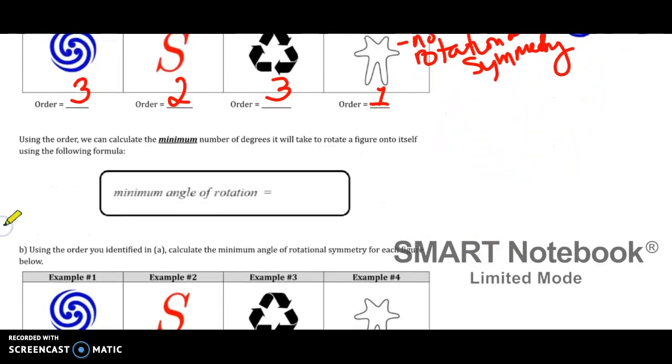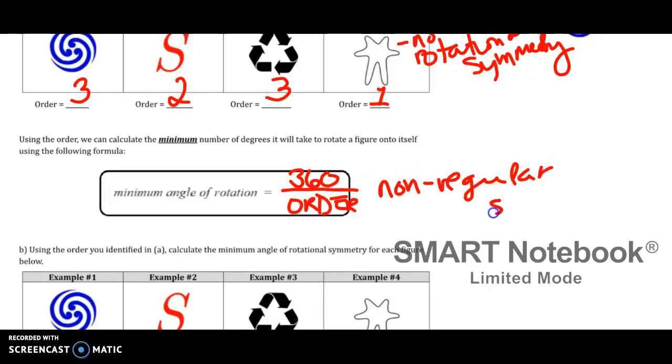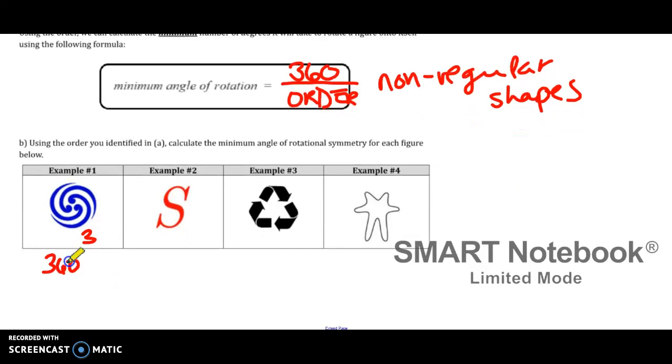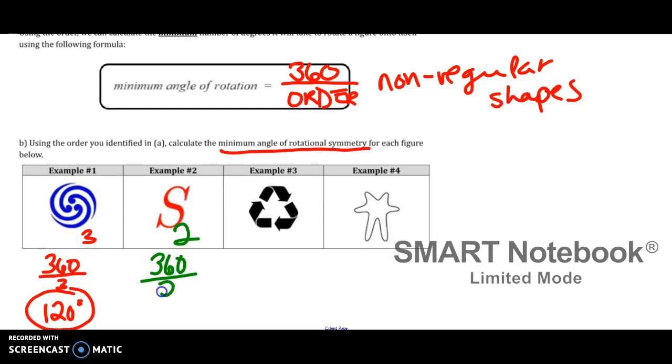So how do we calculate the minimum number of degrees it will take? So this is always 360 degrees divided by the order. Again, this is for non-regular shapes. So for example 1, which we said was order 3, we will do 360 divided by 3. So the minimum angle of rotational symmetry will be 120 degrees. For the S, we said that was order 2, so 360 divided by 2, so a rotation of 180 degrees will map that figure back onto itself.